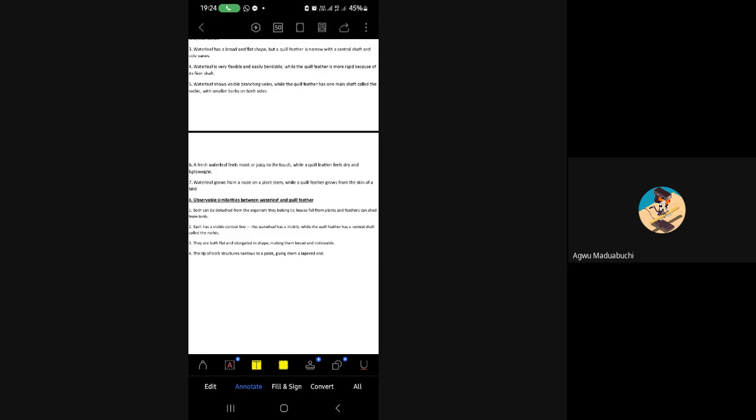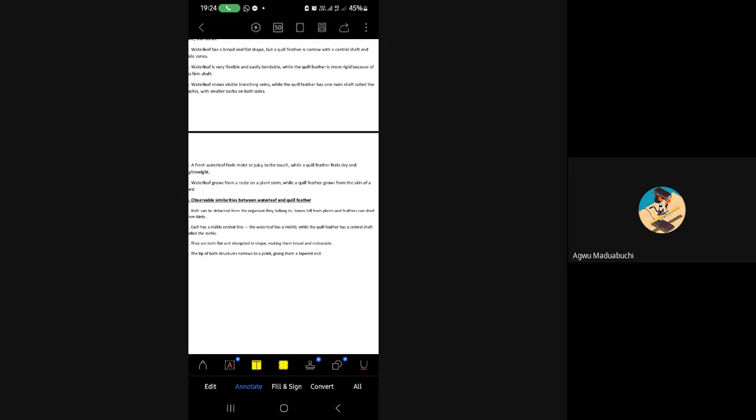Then each has a visible central line. In the water leaf it is called the midrib. In the quill feather, it is called the shaft, which extends up to form the rachis. So they have that in common.